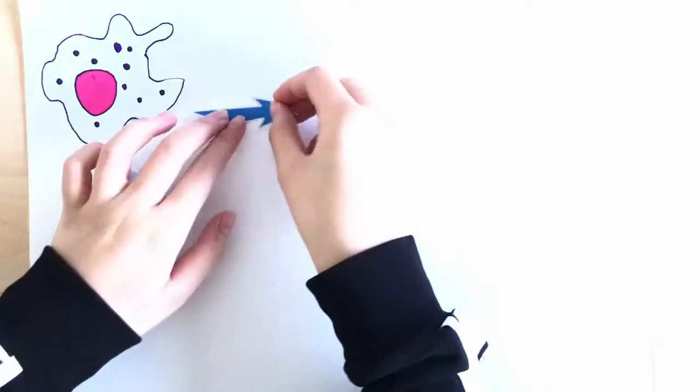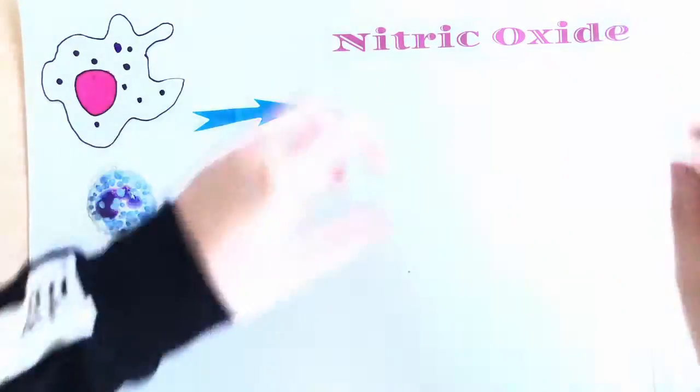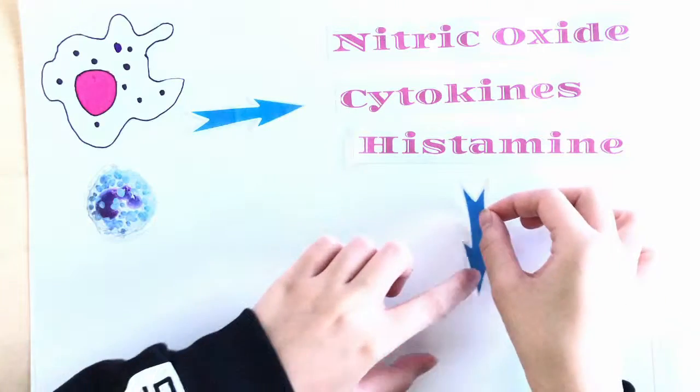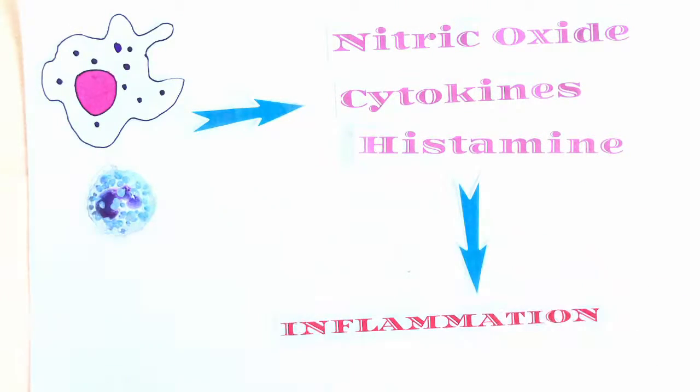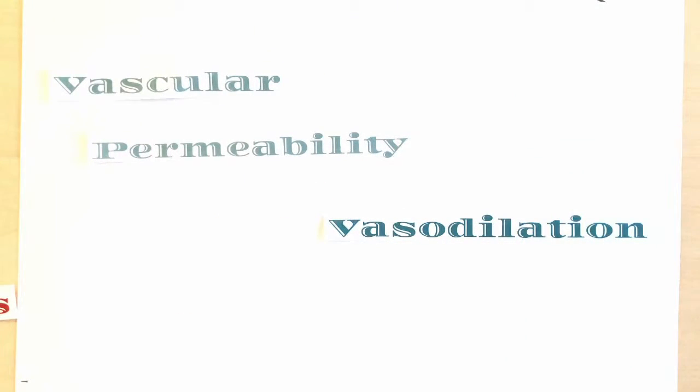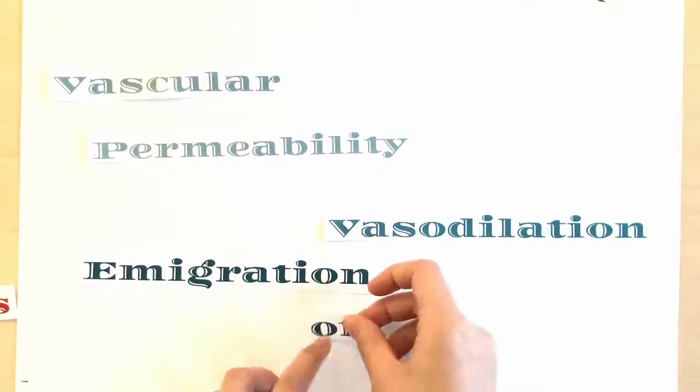So how does inflammation begin? Well, it starts off with the bacteria penetrating the skin after an injury. White blood cells will produce chemicals such as nitric oxide, cytokines, and histamine, which are chemical messengers to initiate inflammation. There are three key processes involved here: increased vascular permeability, vasodilation, and lastly, immigration of neutrophils.